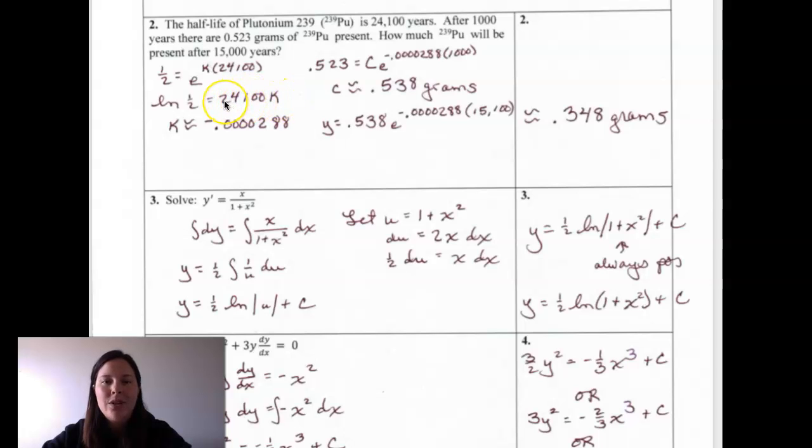24,100 times k out of the exponent. And then I divide both sides by that 24,100 to get my k value. As a reminder, these k values are really small, so keep 3 significant figures.